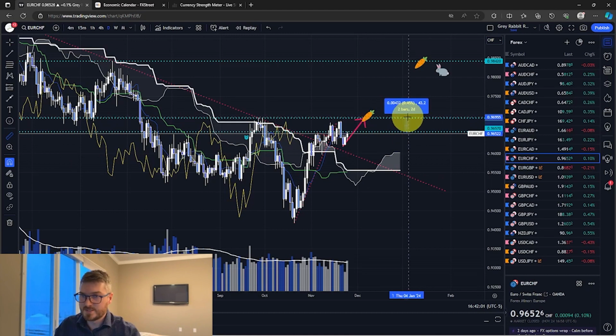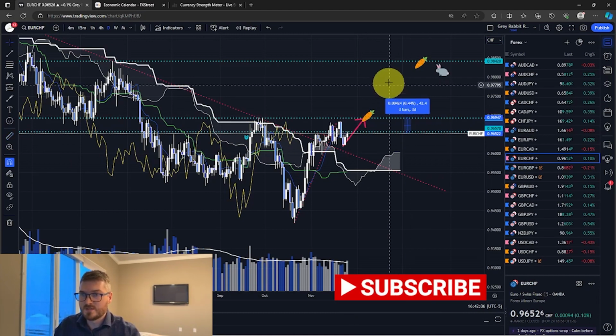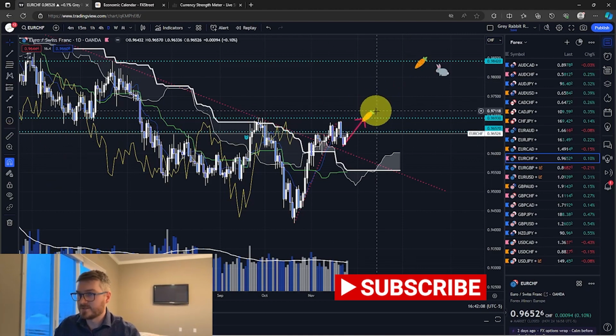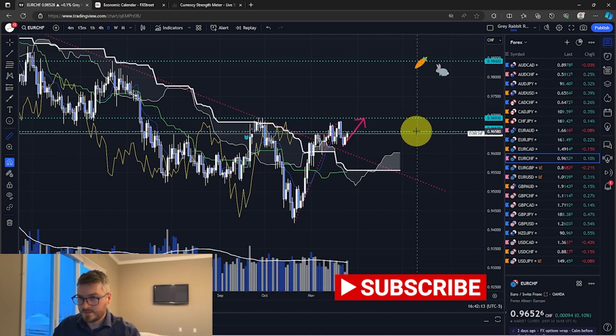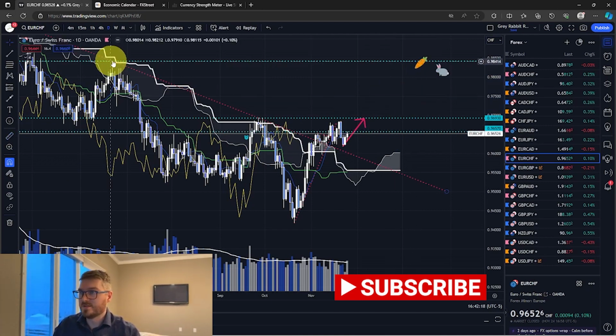and then I'm going to look to target first this level here, which is, this is 40 pips, so that's probably not going to be my target actually, guys. Sorry, let me erase this one. It's going to be up here, which is 183 pips to this next resistance level.